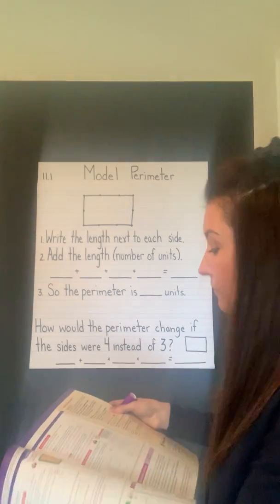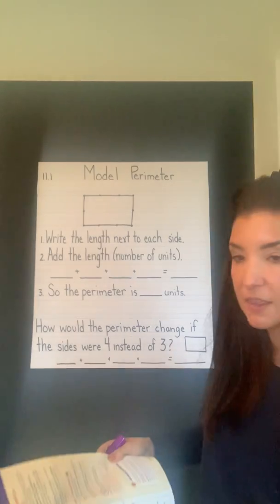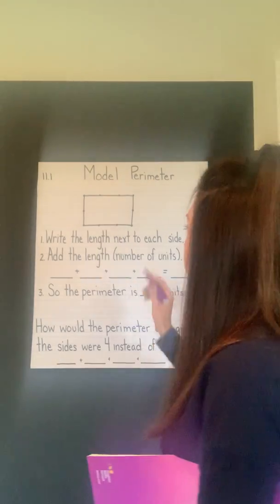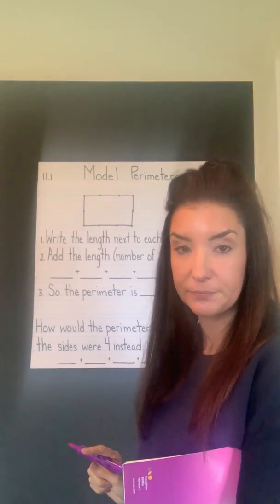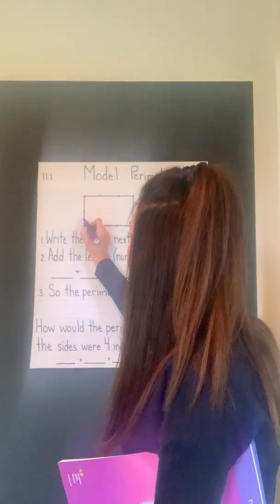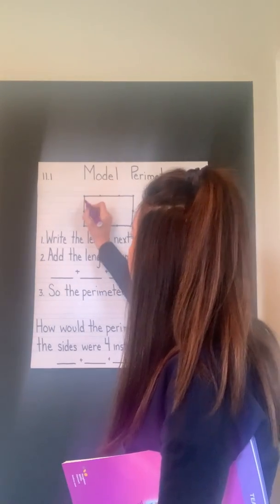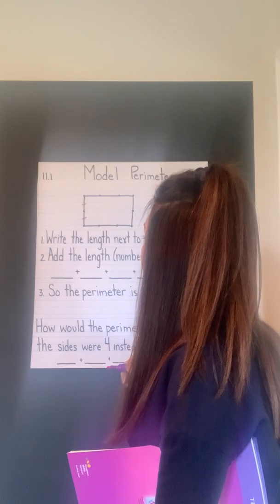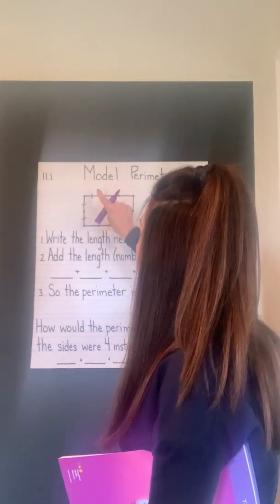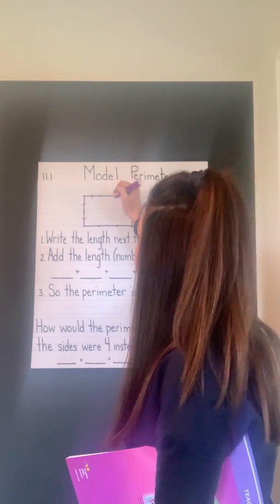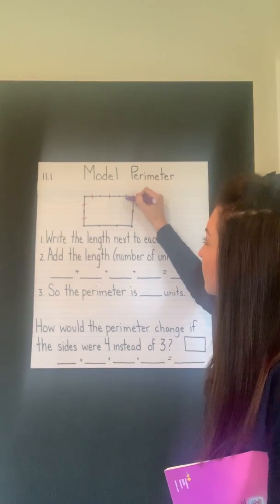Okay, so if you look at this grid right here, this is how you're going to do it. Do you see these little dots? This is from one dot to the next dot. We are going to count this as 1. From this dot to this dot, 2. From this dot to this dot, 3. From this dot to this dot, 4. I'm going to continue.